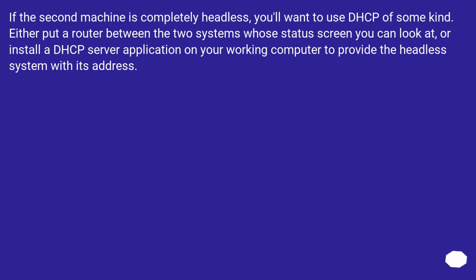If the second machine is completely headless, you'll want to use DHCP of some kind. Either put a router between the two systems whose status screen you can look at, or install a DHCP server application on your working computer to provide the headless system with its address.